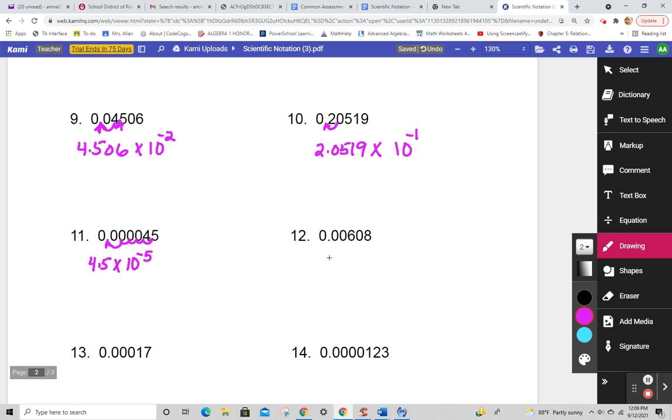All right, so we need the decimal to be over here. But the decimal is originally here. We have to move 1, 2, 3 places to the left. That will be negative 3.